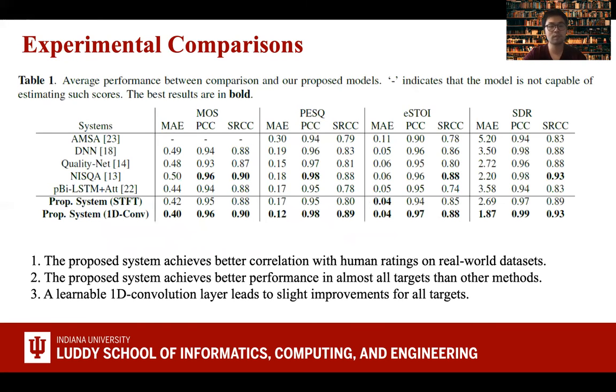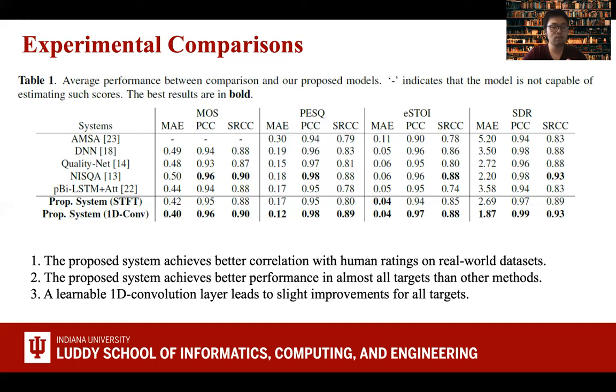And this is the result. As we can see in the table, the proposed system achieves better correlation with human ratings on the real-world dataset. If you just take a look at the Pearson correlation coefficients on the MOS target, and also on all other metrics, our proposed system achieves better performance in almost all targets than other methods.